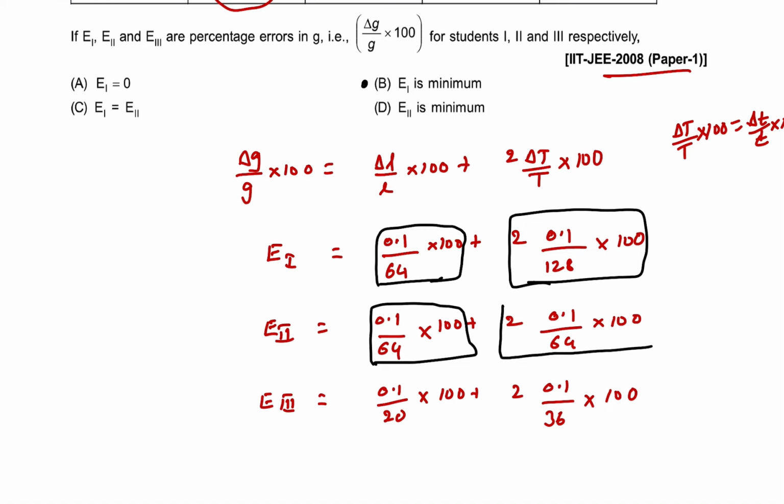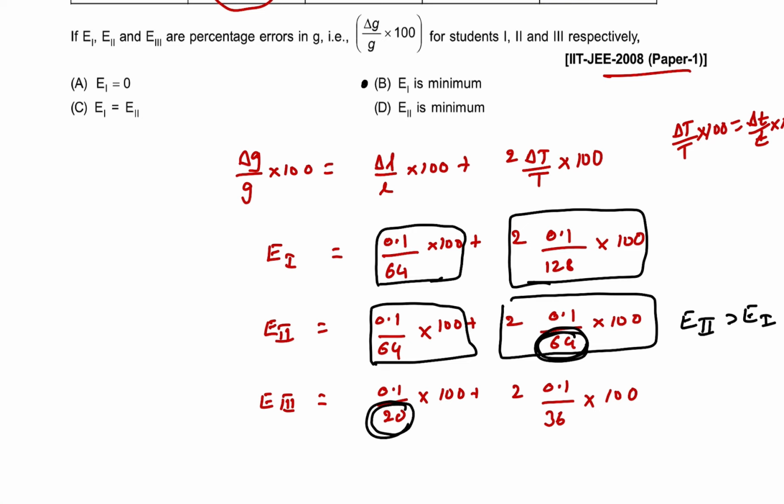In the next case also 0.1 divided by 64 is there. In the right side equation 0.1 by 128 is there. Here 2 into 0.1 by 64 is there. Nothing but E2 is greater than E1. It is clear that E2 is greater than E1. The reason is the denominator is reduced, so the E2 value will increase.